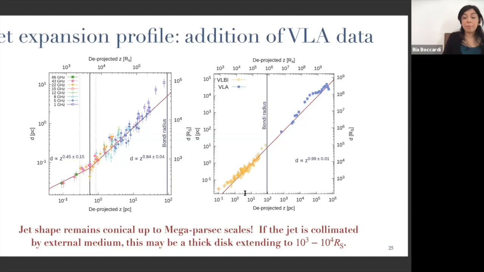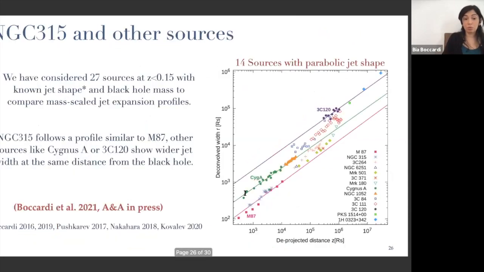Now, as I said, in the past years, we have accumulated a lot of evidence also for other sources concerning the properties of the parabolic region. Therefore, we have decided in this work to also compare what we obtained for NGC 315 with what has been obtained with other sources in the literature.